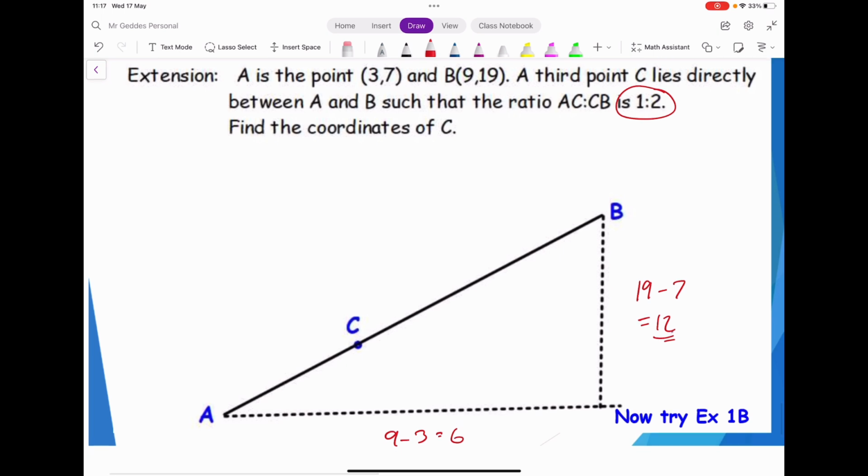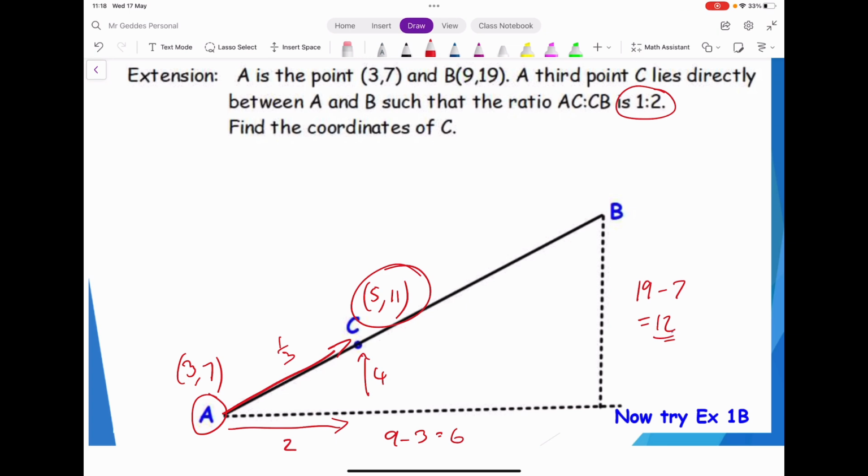Then we have to realise that the distance is 1/3 of the way up. So if we go 1/3 of the way along and 1/3 of the way up, we can get the coordinate point. So 1/3 of 6 is 2, 1/3 of 12 is 4. So along 2, up 4. If the point A is at 3, 7, we'll go along 2 from that to get to 5, and we'll go up 4 from 7 to get to 11. And that gives us the final point of C is 5, 11.